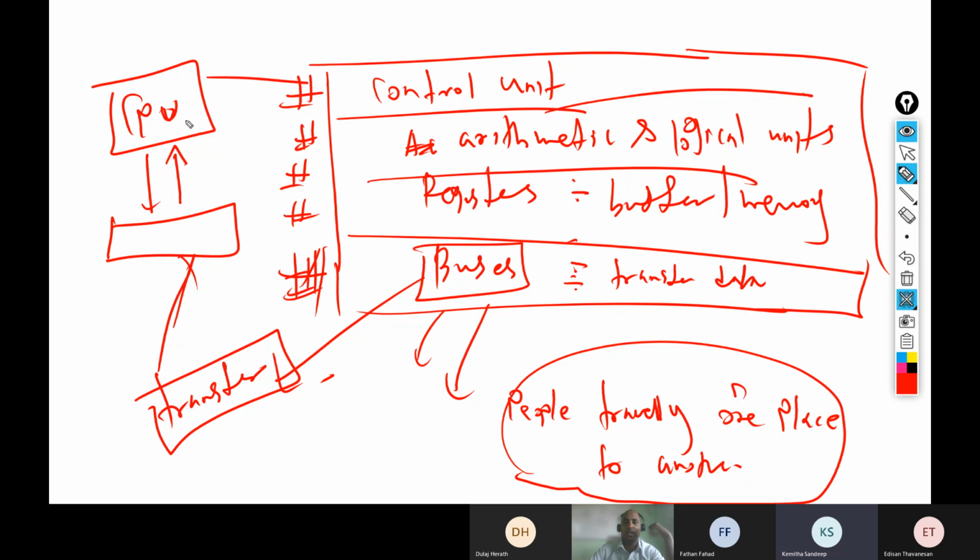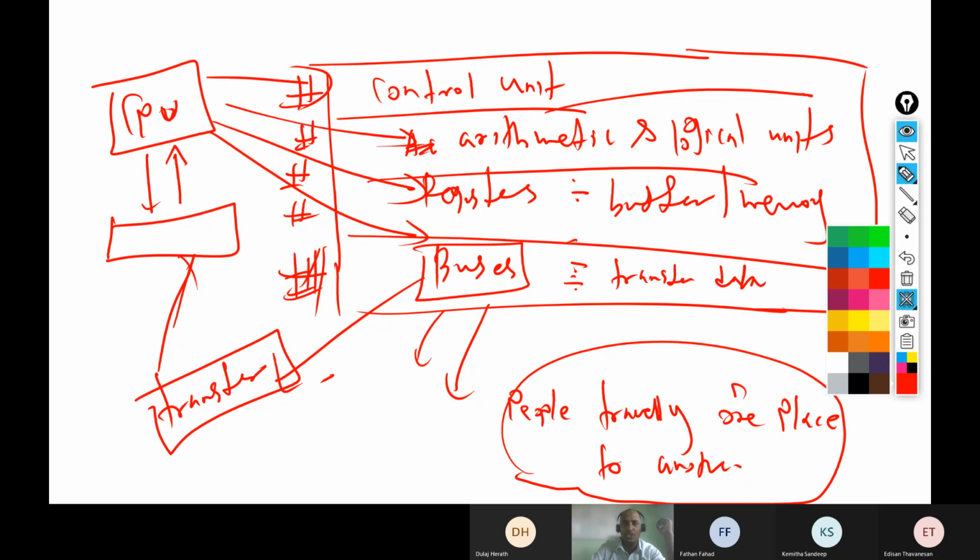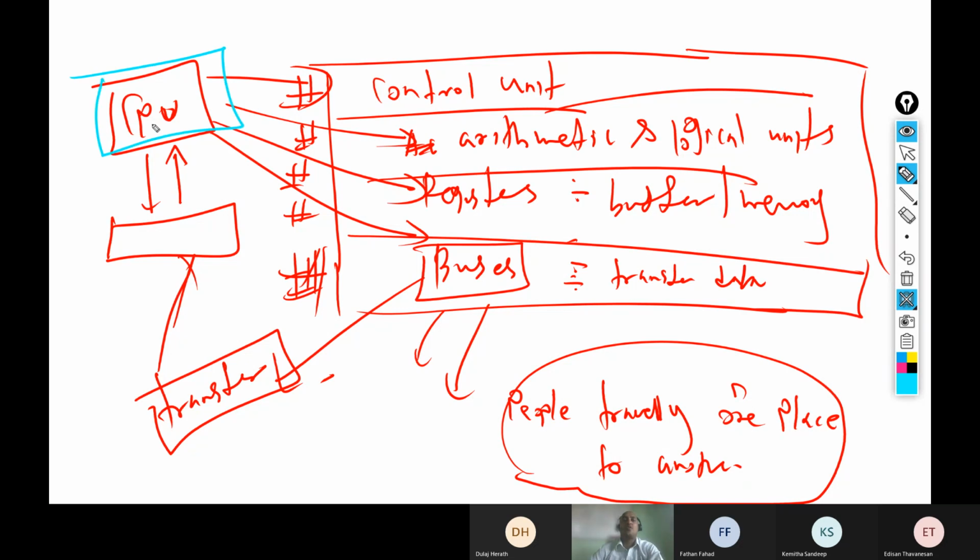See, the control unit is a part of the CPU, right? The arithmetic and logic unit is part of the CPU. Registers are part of the CPU. Buses are part of the CPU. I am not asking that. I am asking when you take the CPU as a whole. What is the other hardware device in the computer that the CPU mainly deals with? Who is the best friend of the CPU in the computer?